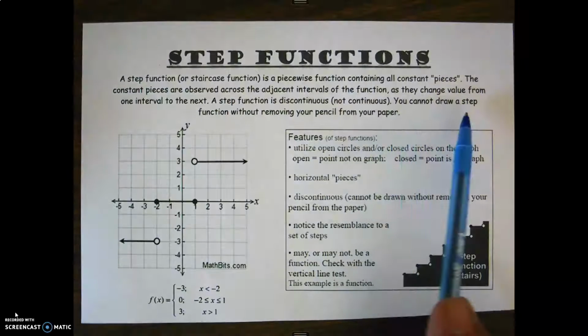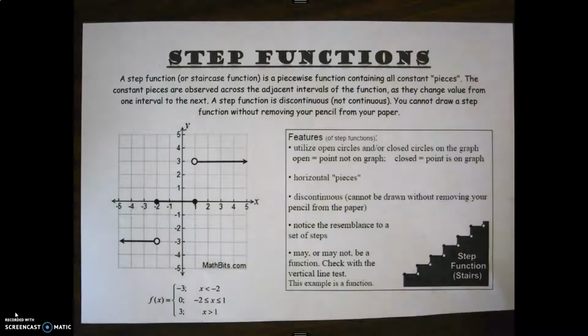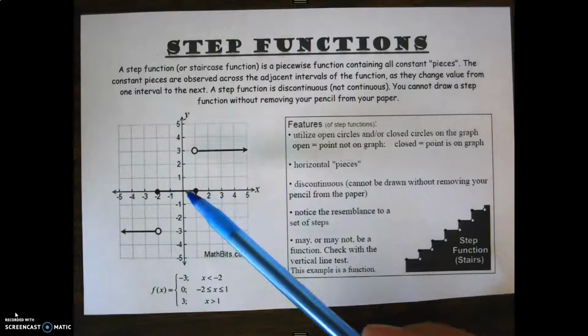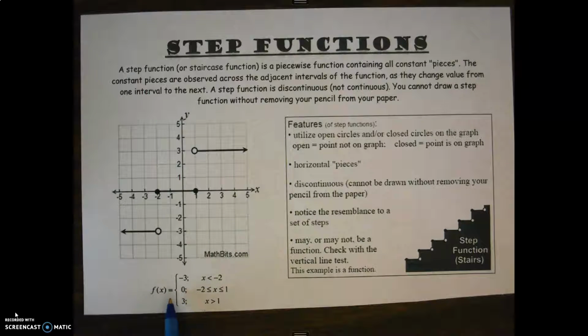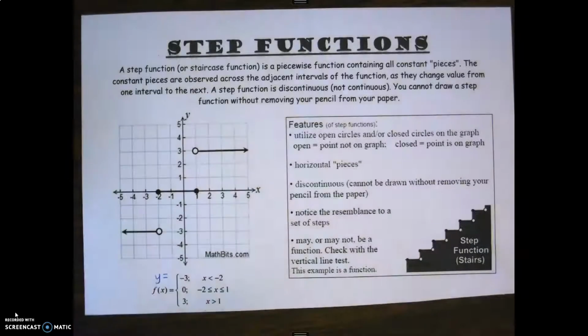So you cannot draw a step function without removing your pencil from the paper. This is an example of a step function, and this particular graph comes from this step function. These are basically your rules. So there are three functions here, or three pieces to this piecewise function. Just remember that f of x is the same thing as saying y equals.